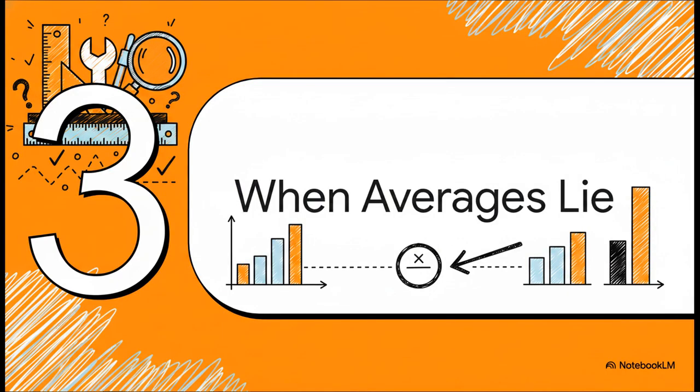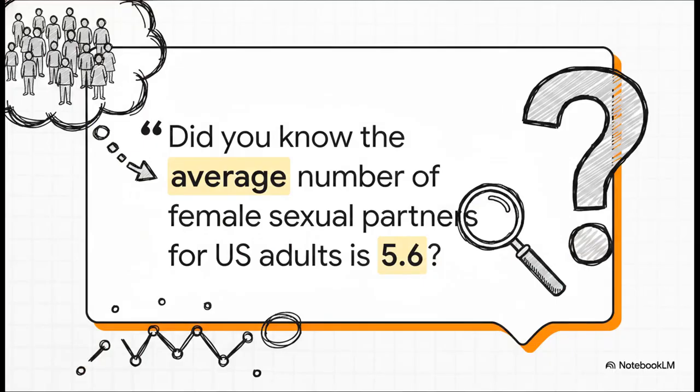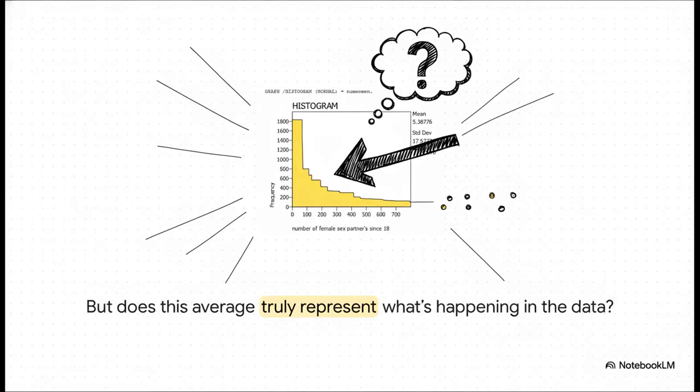Okay, cool. So we've got our tools, we can estimate our error. We're all set to go, right? Well, not so fast. Because sometimes the most basic number we calculate, the average, can be lying to us. Big time. Let me throw a real-world example at you from the General Social Survey. It found that the average number of lifetime female sexual partners for an adult in the US is 5.6. Okay, it's a number. But does that number really tell us what's going on? And bam!